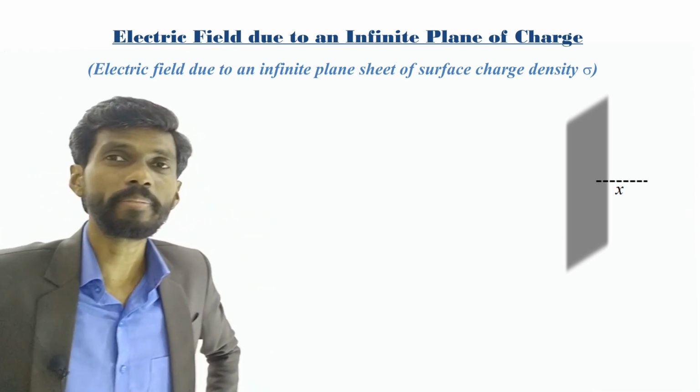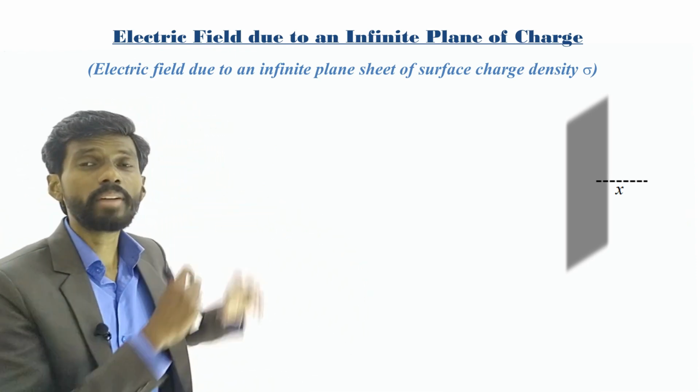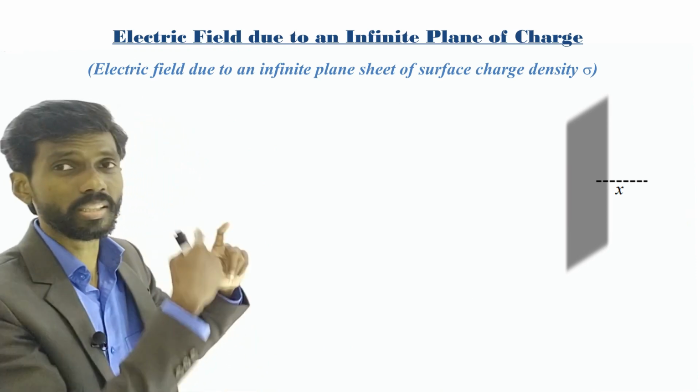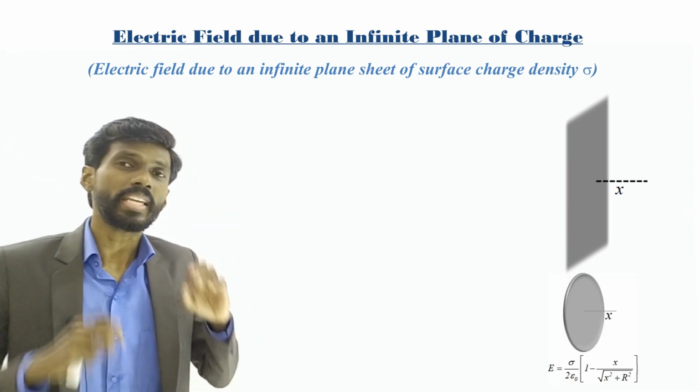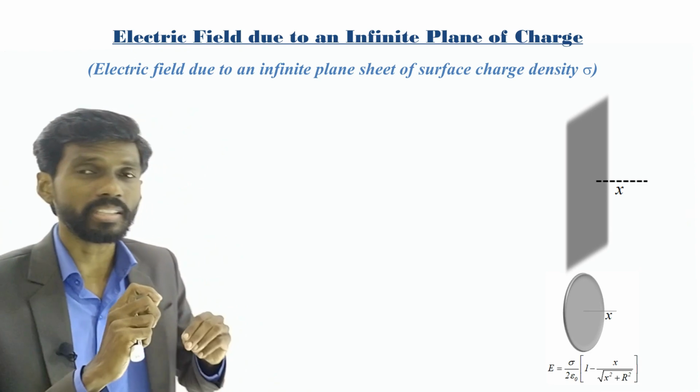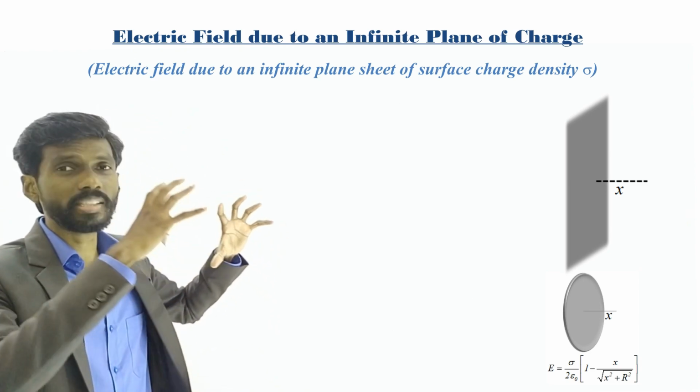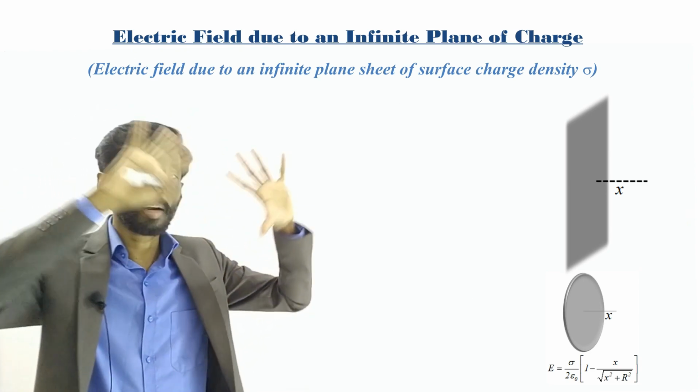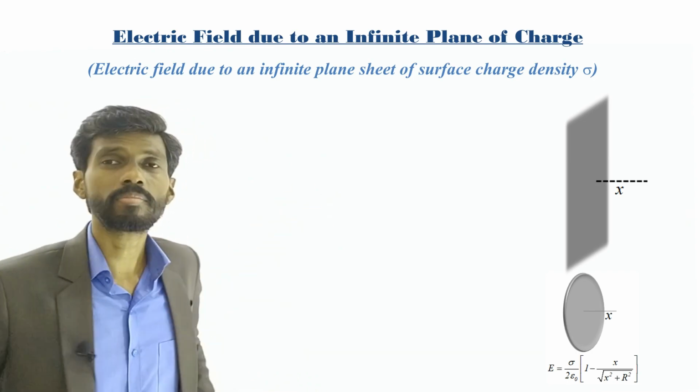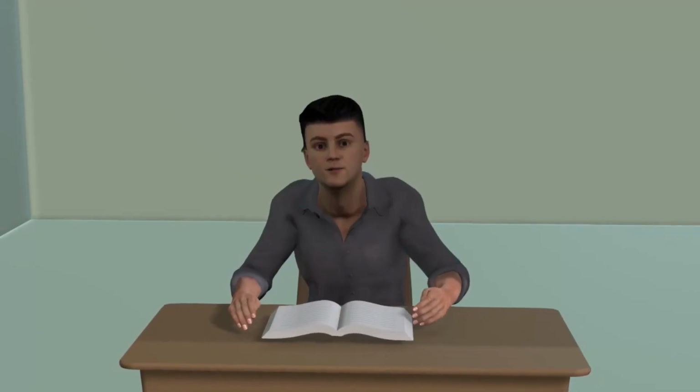So how will you find it? In the last case we derived the formula for the electric field due to a disk, right? So this is the formula. Now if you keep on increasing the radius of the disk to infinity, finally it will become an infinitely large plane, right? But the shape will be circular, not rectangular.